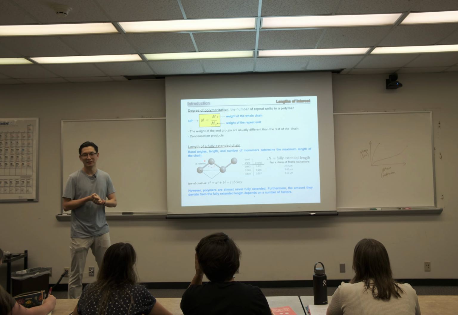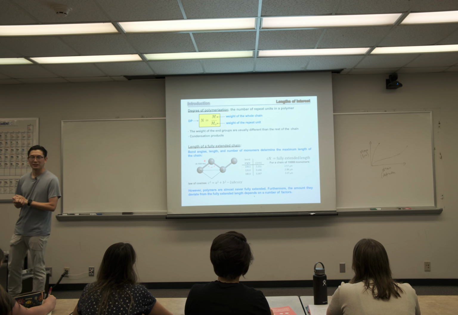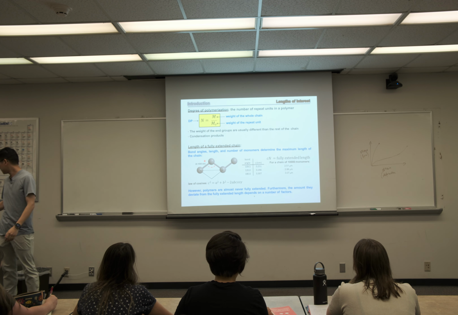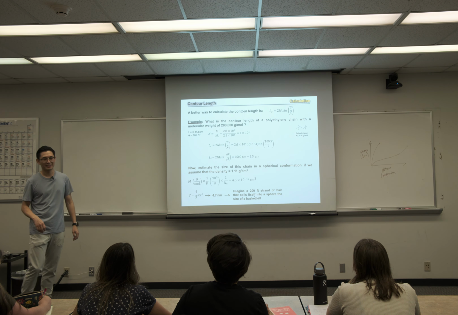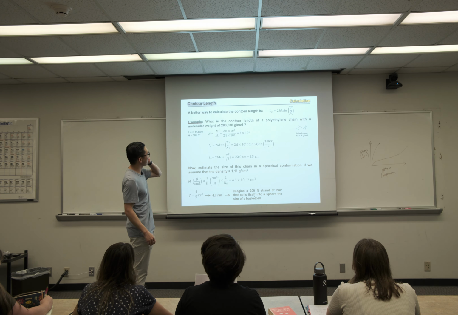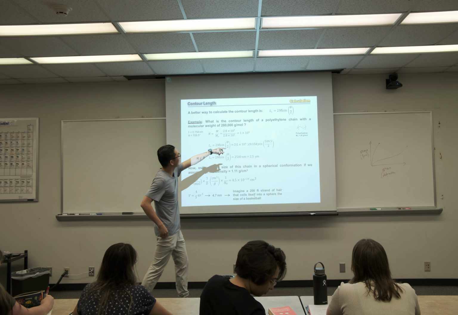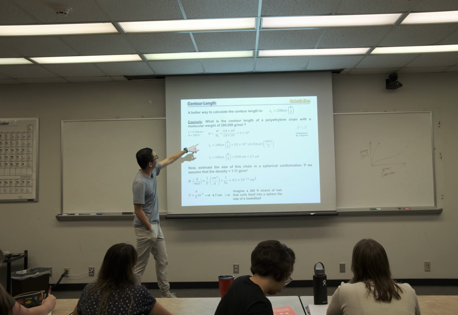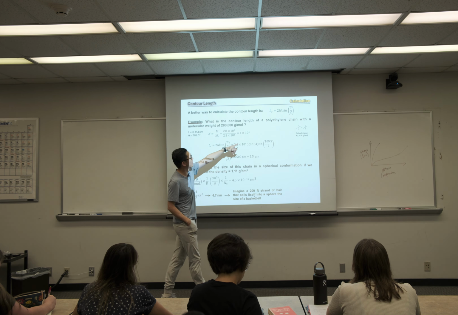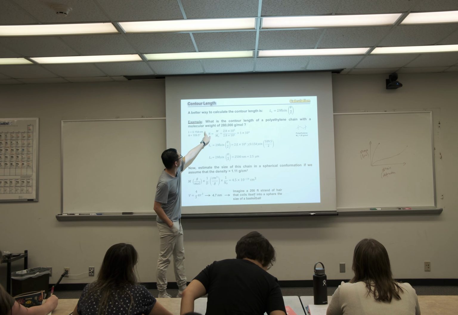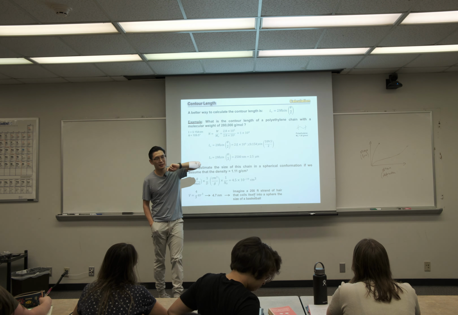I'm sure everybody knows this. You can probably calculate it even in your dream, right? Nothing hard at all. So this is an example. If we have a fixed angle, what would be the bond length? If we ask you what's the contour length of a polyethylene chain with a molecular weight of 280,000.